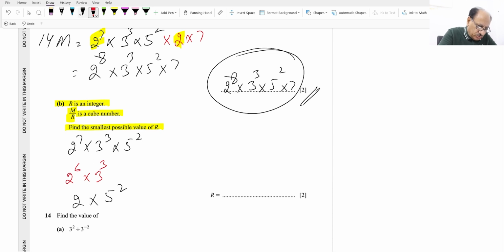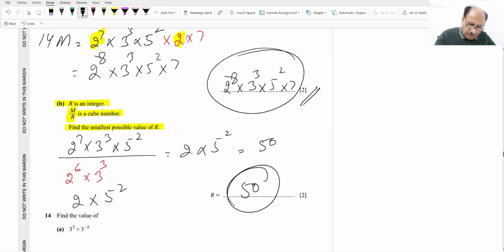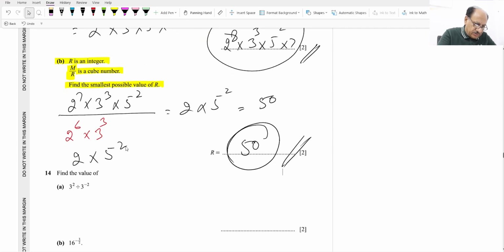If we divide these two, the remaining answer we will get will be 2 into 5 square. So 2 into 5 square will be 25 into 2, which is 50. So it should be 50. 50 should be our value so that we can get this number. Hopefully you understand this. It was a little tricky question.